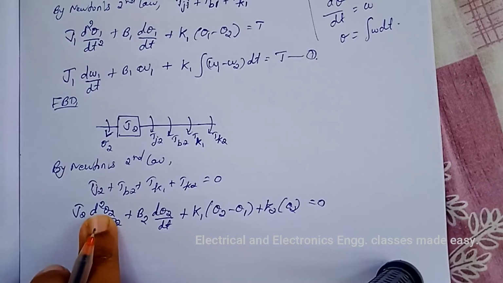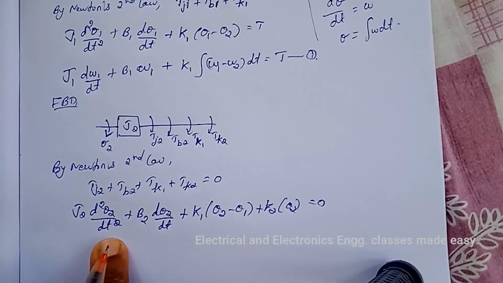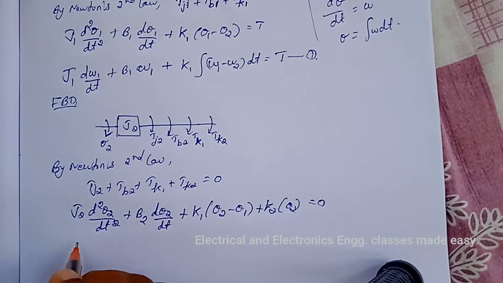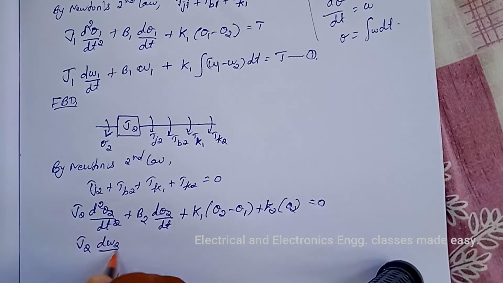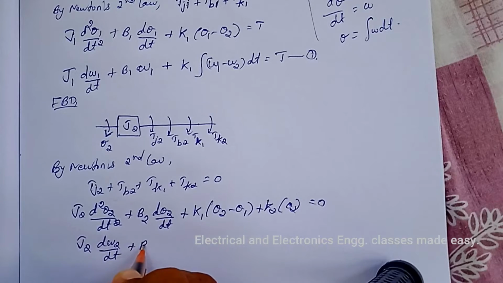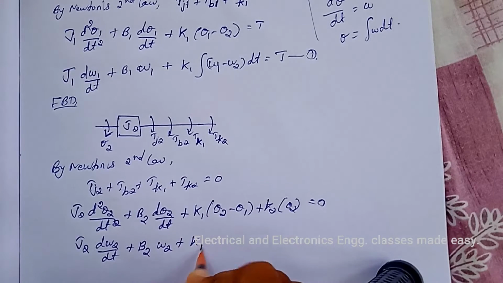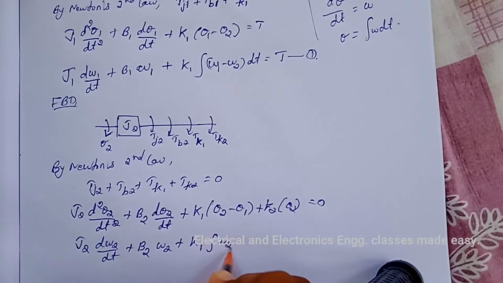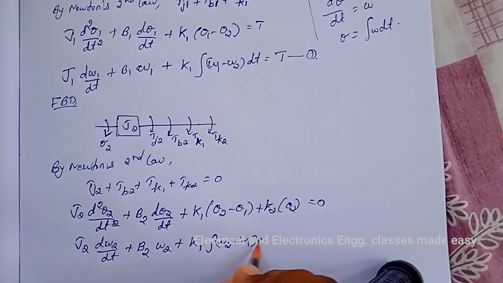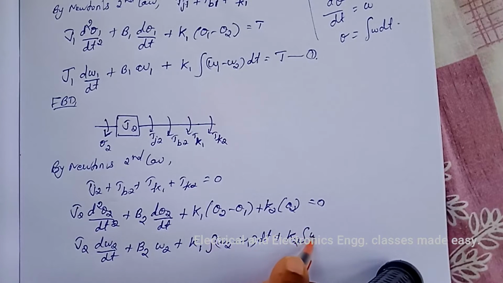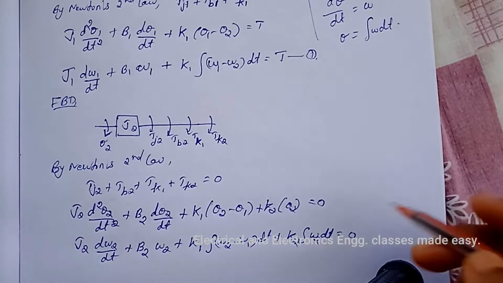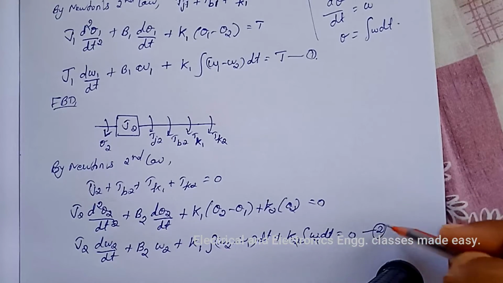Then d square theta 2 by dt square is d omega by dt, so we can write J2 into d omega 2 divided by dt, plus b2 into omega 2, plus k1 into integral of omega 2 minus omega 1 dt, plus k2 into integral of omega 2 dt equal to 0. So this is equation 2.